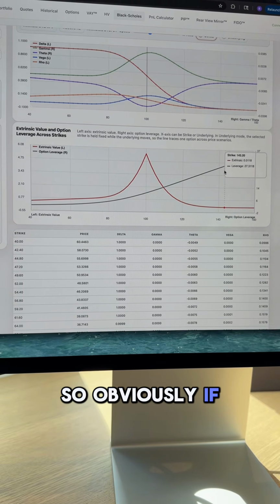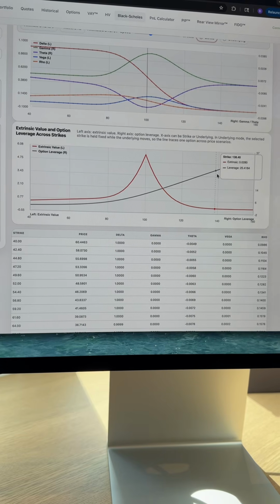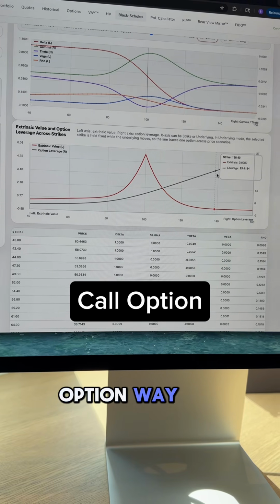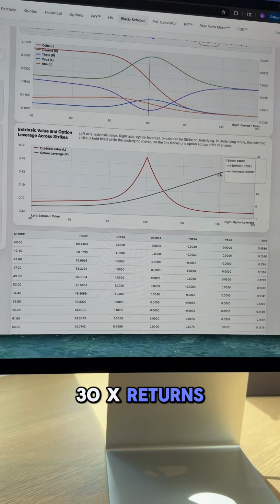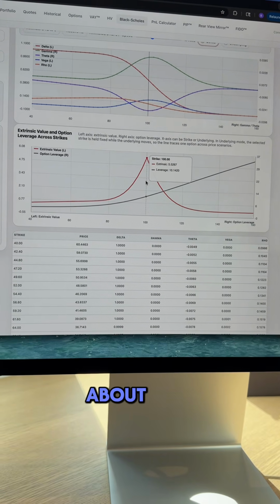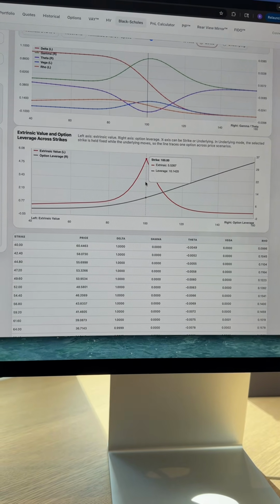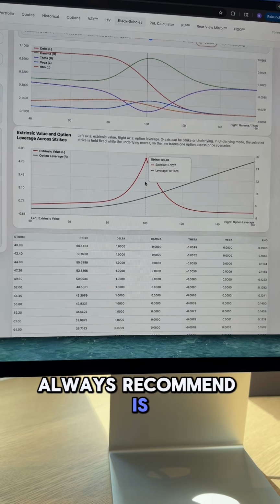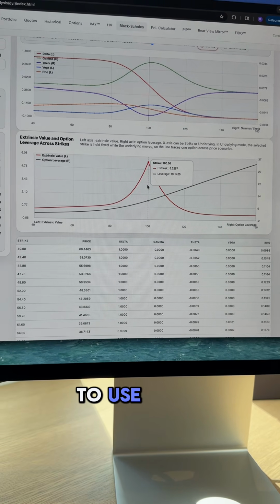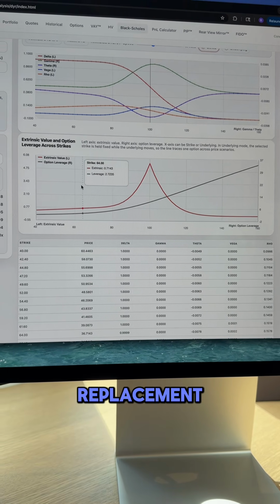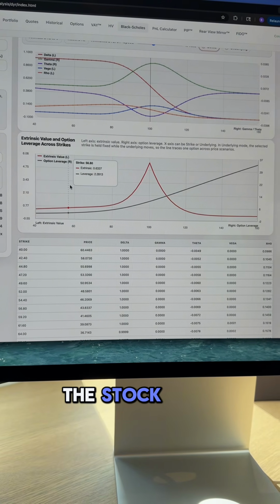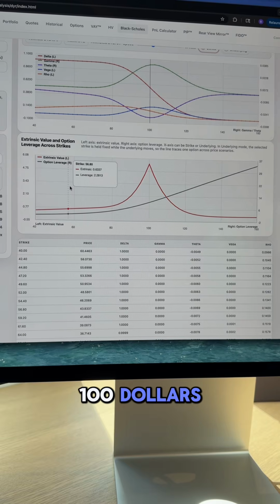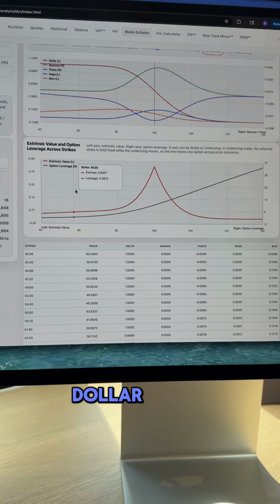So obviously, if you want to buy a lottery ticket, you strike your option way out of the money and you can get 20 to 30x returns. Right at the money, you get about 10x in terms of leverage. And what I always recommend is if people want to use calls, deep in the money calls as a stock replacement, I'd go right down to the 50% strike of the stock price. So if the stock's trading at $100, go right down to the $50 strike.